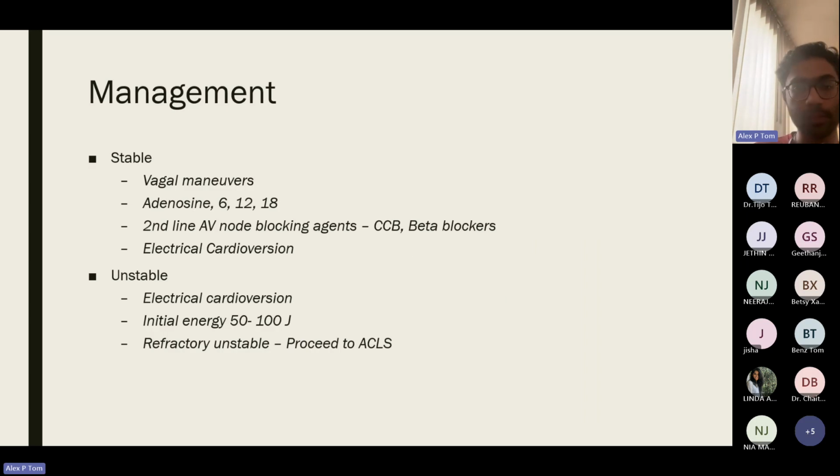So first step of management is some vagal maneuvers. So you give some carotid massage, and that can help in abolishing this rhythm. Drug management would be to block the AV node. So how do you block the AV node? The preferred drug of choice is adenosine. So you give 6 milligrams first, 12 milligrams then, and then 18 milligrams, one after the other. If one is not working, then you escalate the dose and go forward.